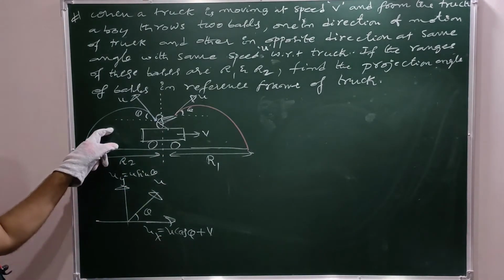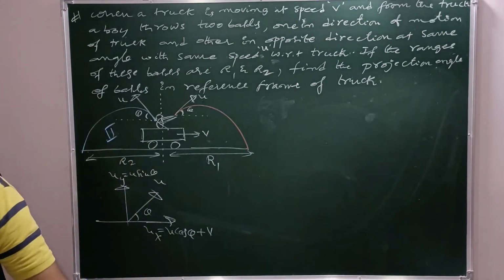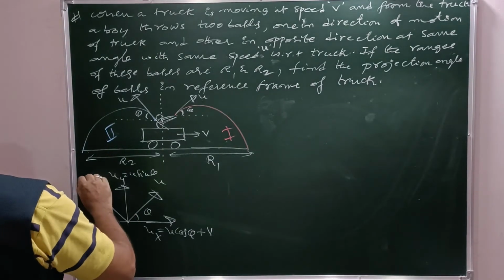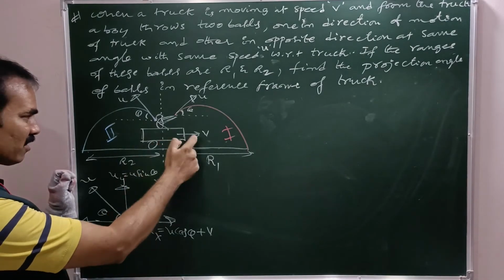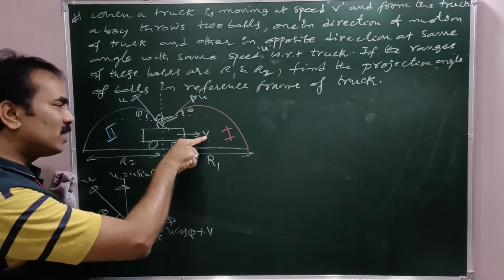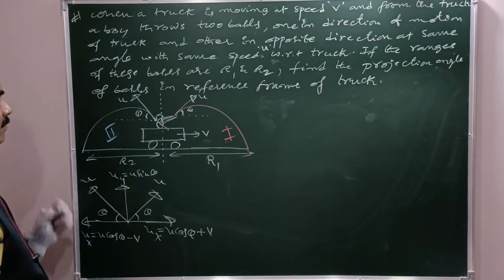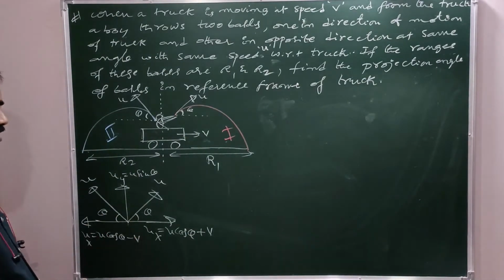Now coming to the second one. What is the speed of projection here? u. What is the angle of projection? Theta. So resolve into components. ux means u cos theta. Now we have to include the velocity of the vehicle also. The direction of the velocity of the vehicle is rightwards with v, which is opposite to u cos theta. So u cos theta minus v. Why? Because u cos theta is leftwards but v is rightwards, so the net value is u cos theta minus v.